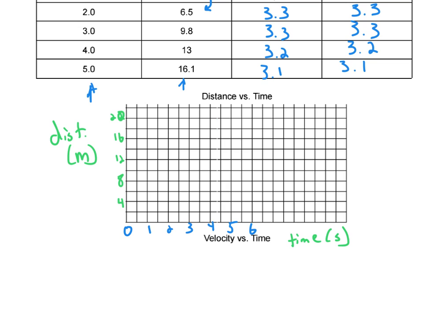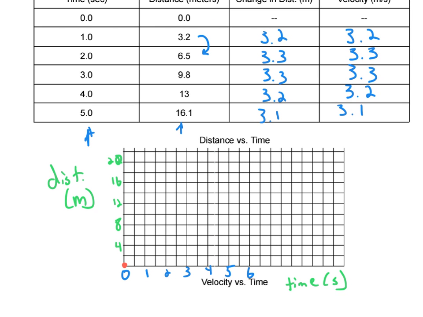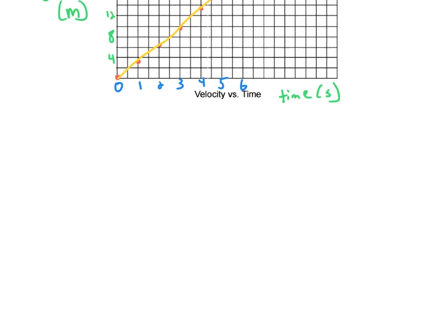So at 0 seconds, they've traveled 0 meters, so put a point right there. Then after 1 second, it's 3.2, so 1, 3.2 would be right about there. Then after 2, 6.5. 3, they're at 9.8. Then 13, and then 16.1. And it is fair to connect these up, since we had to pass through all those intermediate points to reach these spots. And now we'll create a velocity versus time graph. All of our velocities are very close to 3.